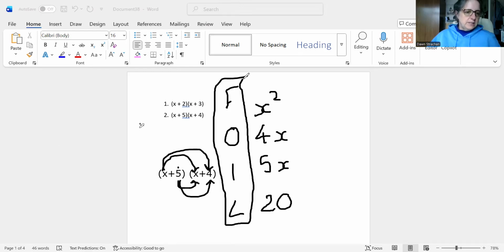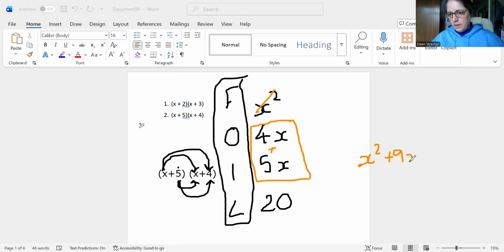Okay, so then we can simplify it all down. So we've got an x squared, so we'll pop that in. Then we've got a 4x plus a 5x. So we'll pop these two in next. That gives us 9x. And then last but not least, we've got the 20. So we'll pop that on the end. Okay. So that would be the answer for that one.